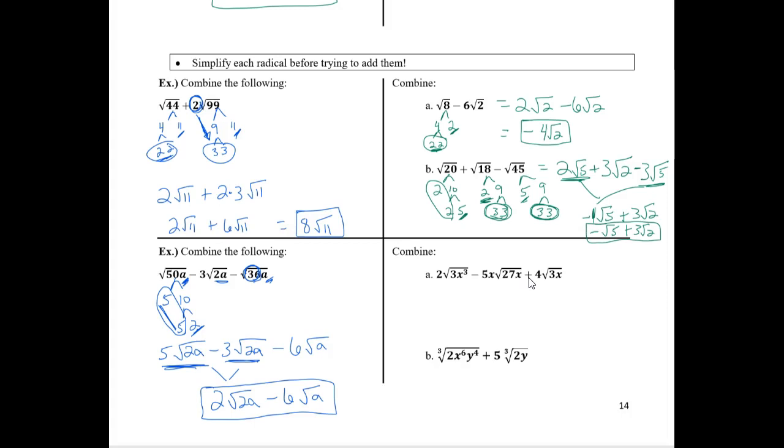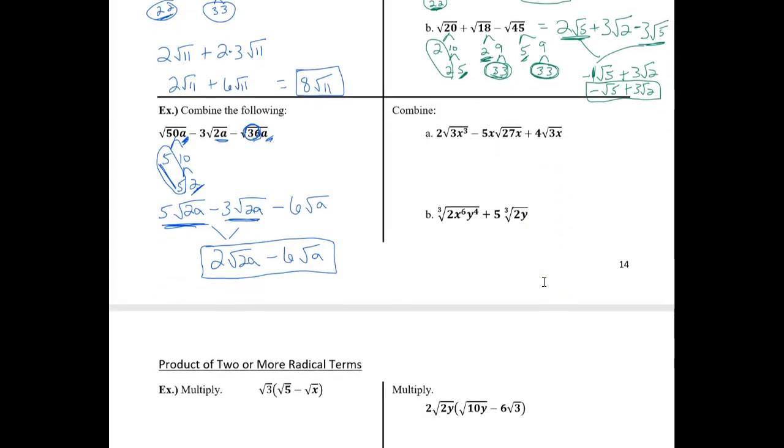That's as far as you can go because square root of 5 and square root of 2 are no longer like, or are not like. Alright, let's throw some variables in there and some different roots.